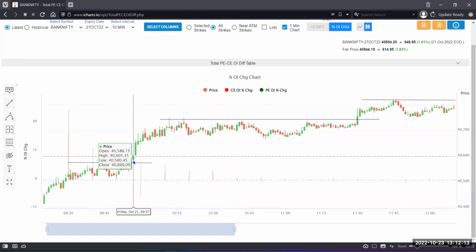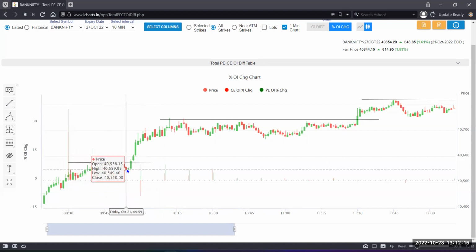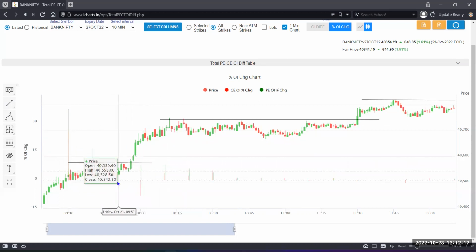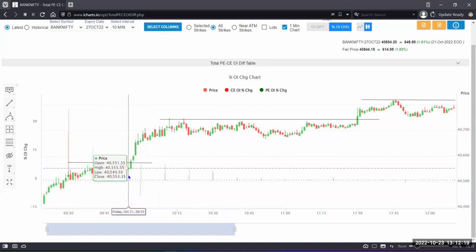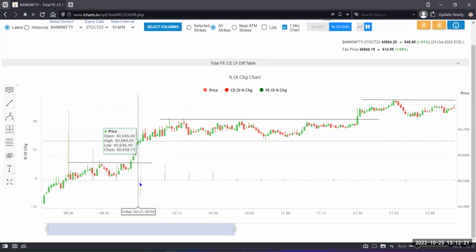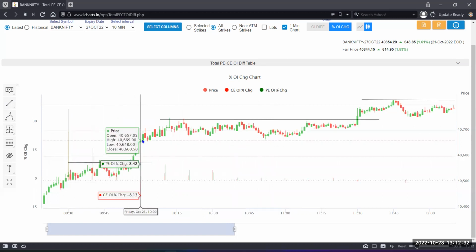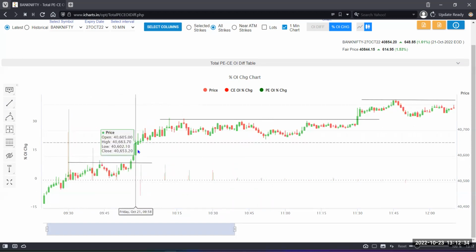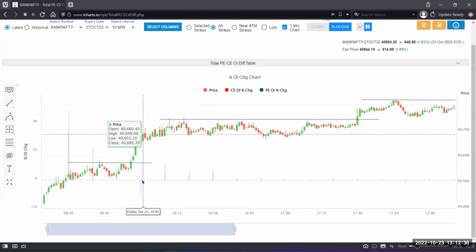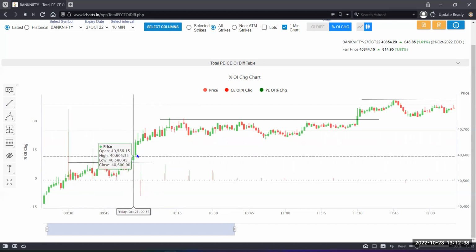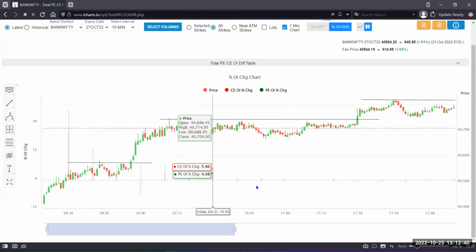What happens once the price breaks out here? Once this breaks out, since we are using 10-minute interval, it is a little bit far away. But here, by this time, once over here, it is clear that there's huge unwinding on the call side and big build-up on the put side. It is very clear that once this price level has broken, there's huge build-up going on the put side and unwinding on the call side. So price could continue to go up.